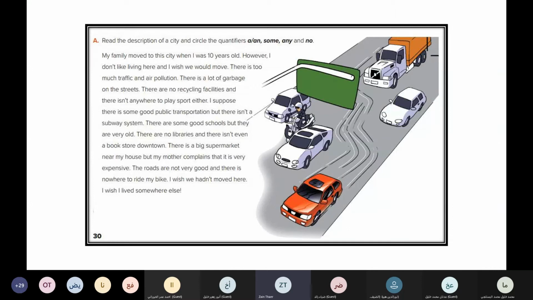My family moved to this city when I was 10 years old. However, I don't like living here and I wish we could move. There's too much traffic and air pollution. There's a lot of garbage on the streets. There are no recycling facilities and there isn't anywhere to play sport either. I suppose there's some good public transportation, but there isn't a subway system. There are some good schools, but they are very old. And there are no libraries and there isn't even a bookstore downtown.